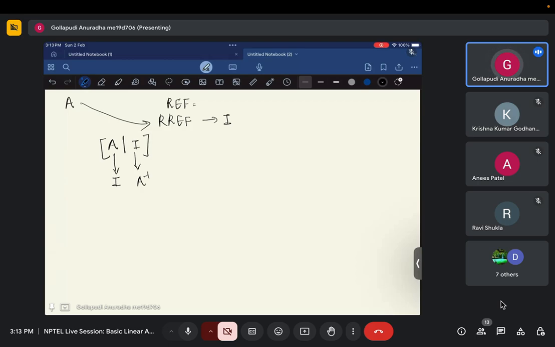Further, some more points were discussed. If we have a set of equations like this, then if the rank of the A matrix is less than the rank of A augmented B, the system is inconsistent and we will not have any solution.